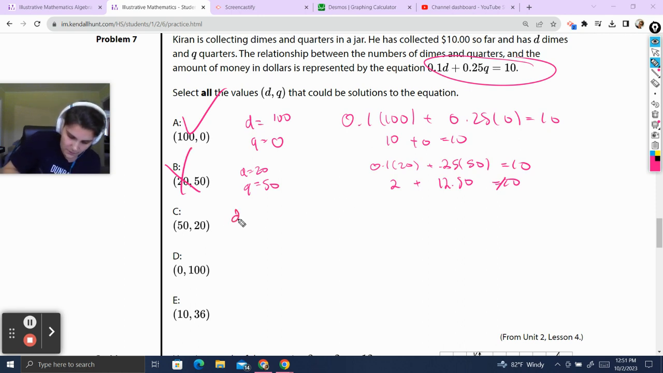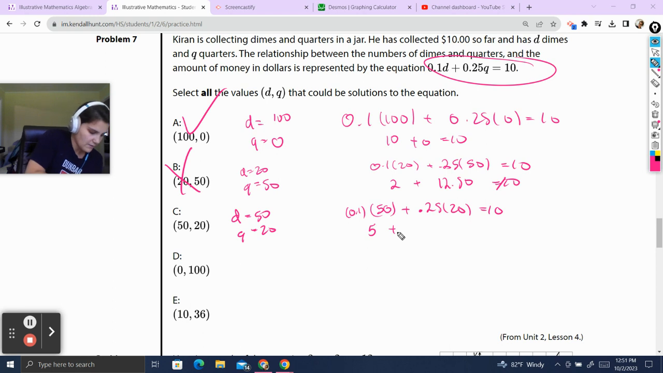So for C, D is equal to 50, Q is equal to 20. We're going to have 50 times 0.1 plus 0.25 times 20. Is this equal to 10? Well, this is going to give us $5 plus 0.25 times 20. And work smart, not hard. Use my handy dandy calculator, is equal to 10. Yep, this guy is good to go.